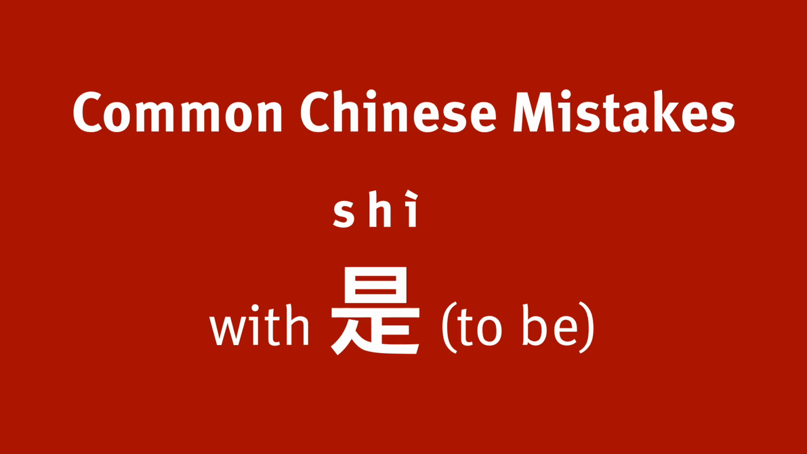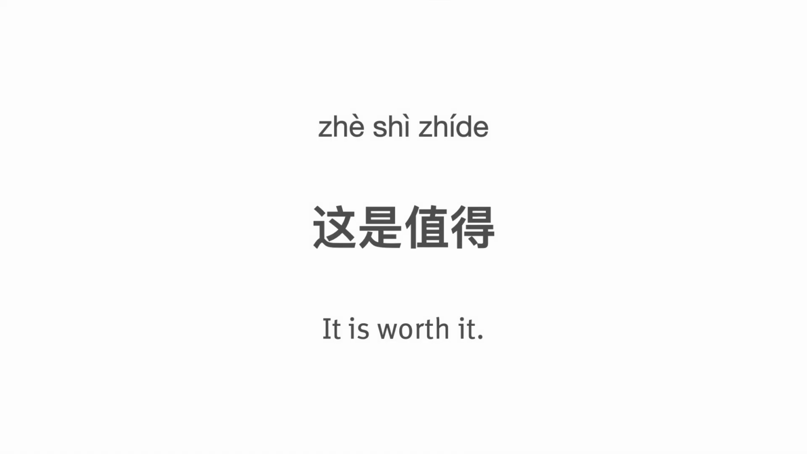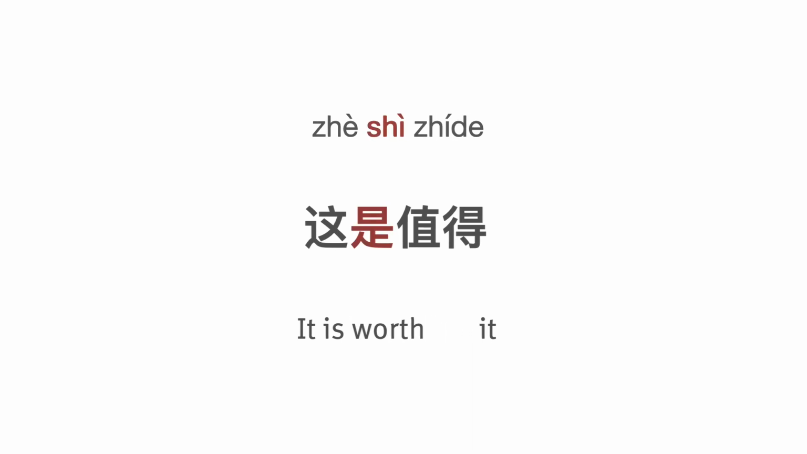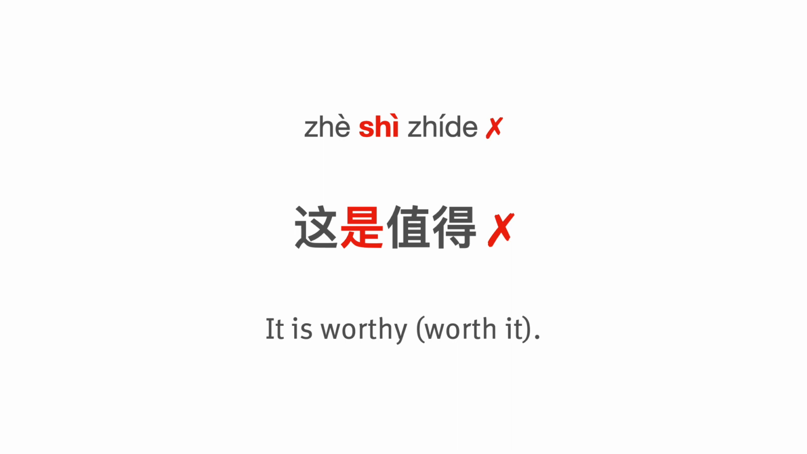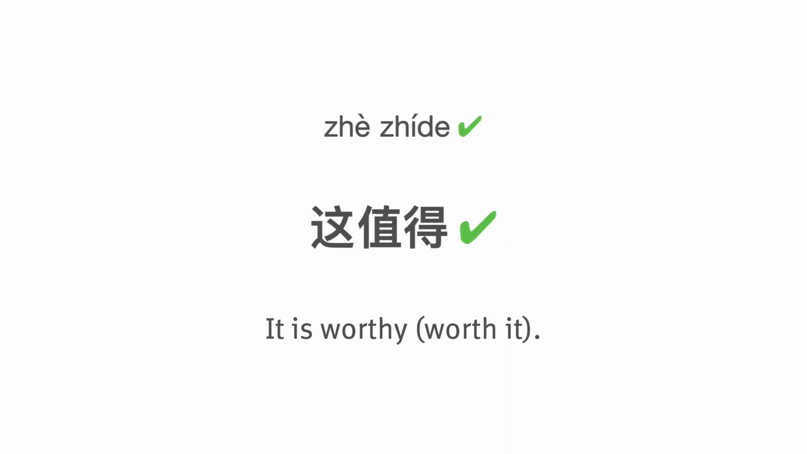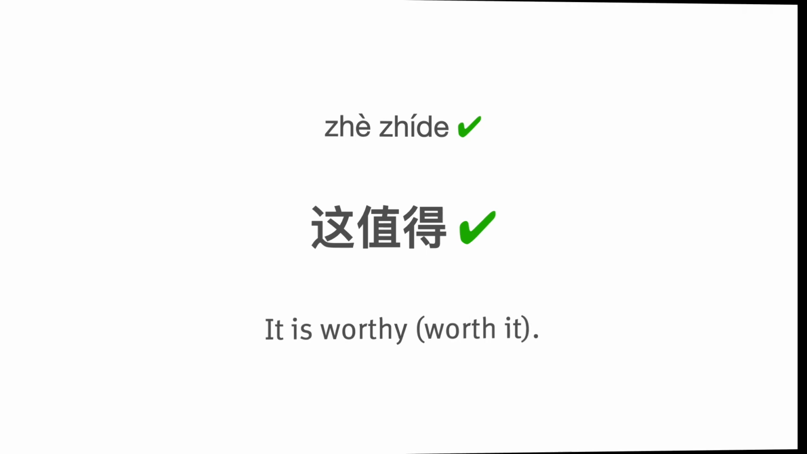In this video, let's go over a mistake that a lot of beginners make when they first speak Chinese. It has to do with the word 是, meaning to be. For example, beginners often say things like 这是值得. The problem with this sentence is the word 是. A lot of students make this mistake by directly translating the English phrase it is worth it. We're supposed to simply get rid of the 是 and say 这值得, it is worth it.